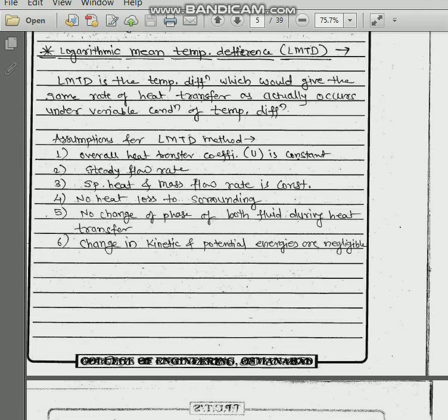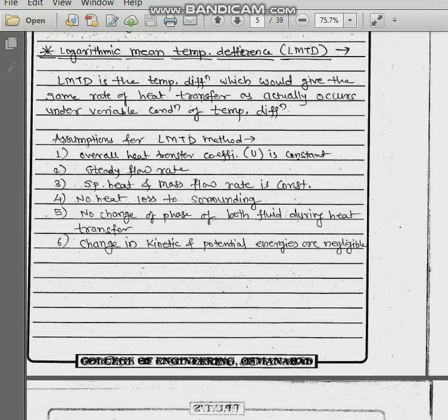So without wasting time, we will see the expression related to the LMTD, and there are two types, as we already covered in the last session, that is parallel flow and counter flow. So we will see LMTD for the parallel flow today. We need some assumptions for this LMTD method.